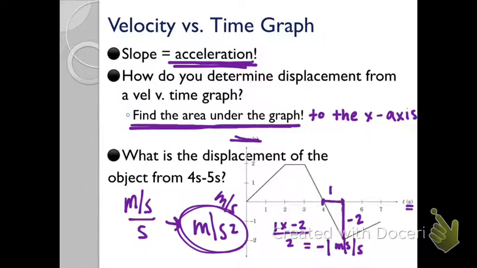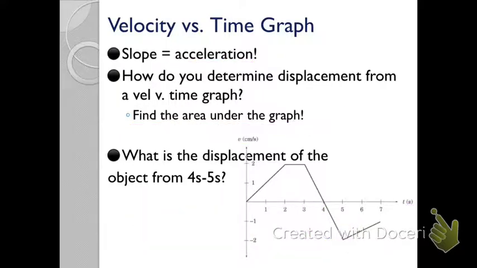So let's think about it a little bit bigger picture. Let's talk through exactly what's happening on this graph. We know how to calculate things practically, but I want to figure out what they mean. So from 0 to 2 seconds, knowing that this is velocity, not displacement, what are we doing? We're going from 0 meters per second to 1 meters per second to 2 meters per second. We are speeding up. Agreed? We're speeding up in the positive direction.